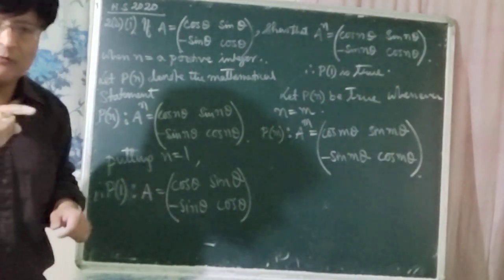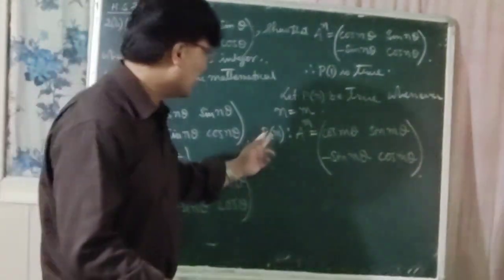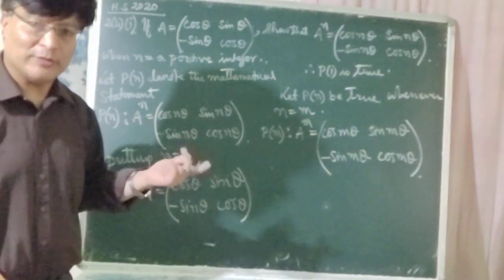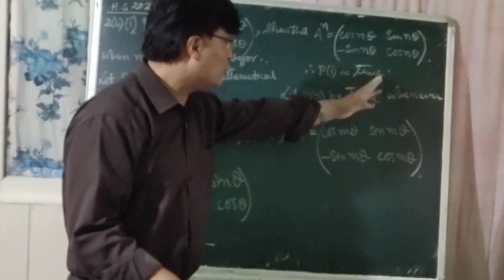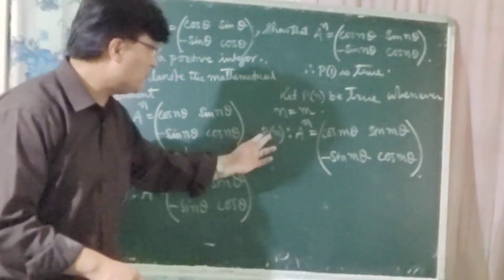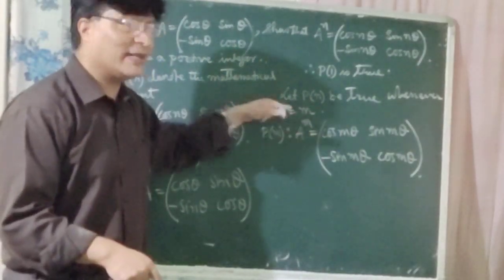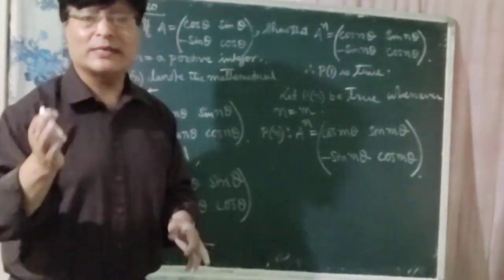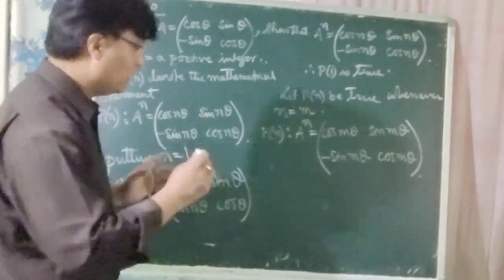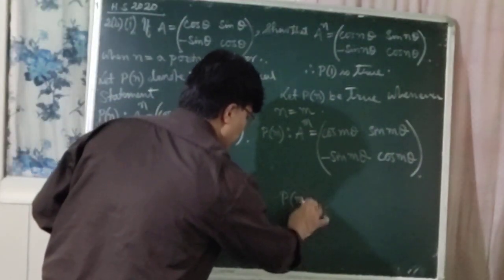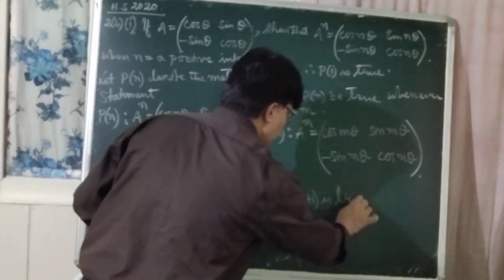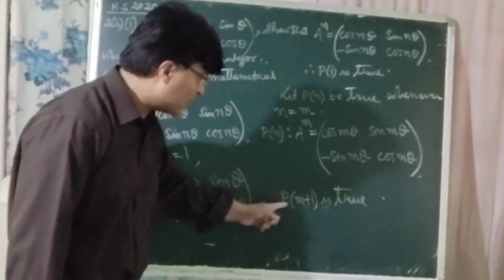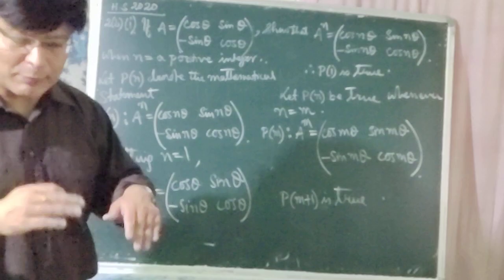Now you will prove that P of n plus 1 is true. Here we have written P of n is true whenever n is equal to m. That is, let Pn be true whenever n is equal to m. Now we have to show that P of n plus 1 is also true. Here I have written roughly that we will prove P of n plus 1 is true. So if P of n is true, you have to prove that P of n plus 1 is true. You have to show it.